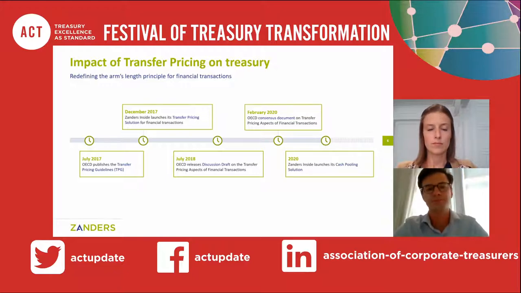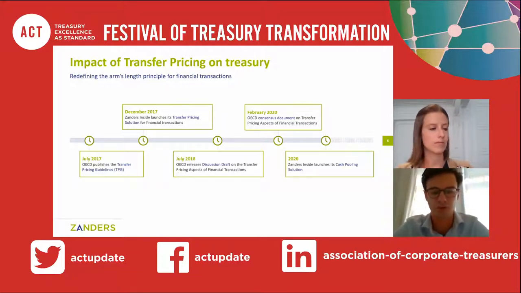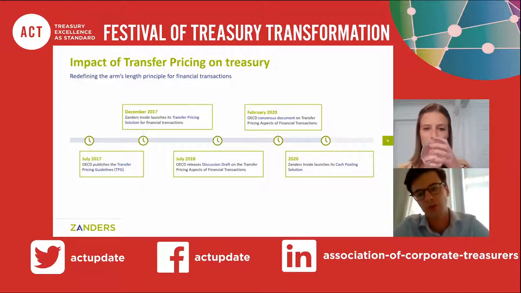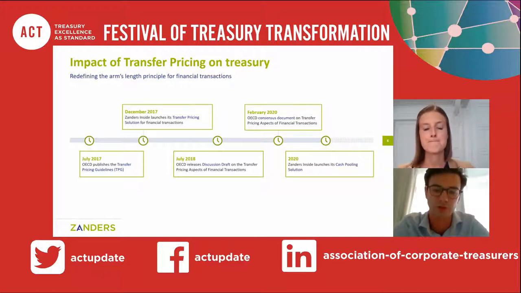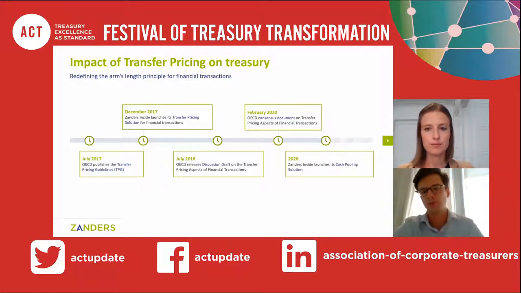But it's very difficult to use those for financial transactions without additional guidelines. That's why in 2018, they published a non-consensus discussion draft on financial transactions. And also here, they limit the scope mostly to intercompany loans, financial guarantees, and cash pools. Now, this year in February, it was the first ever consensus document on transfer pricing for financial transactions specifically. And you see that's actually taking a lot of the best practices for intercompany loans and financial guarantees into that document, while there are more gray areas for cash pooling and in-house bank interest rates.